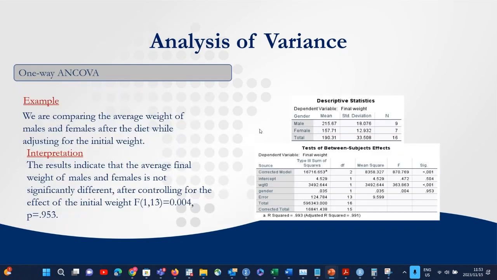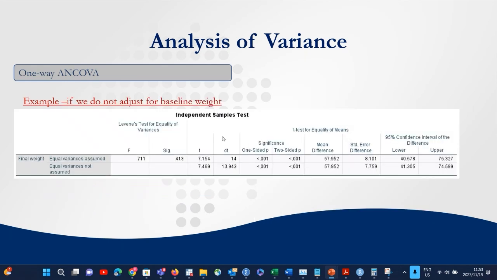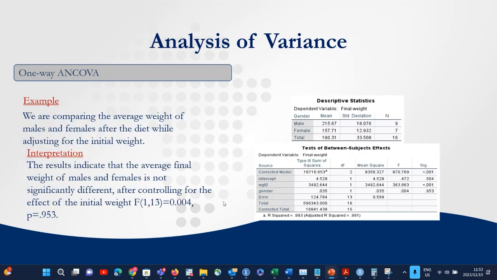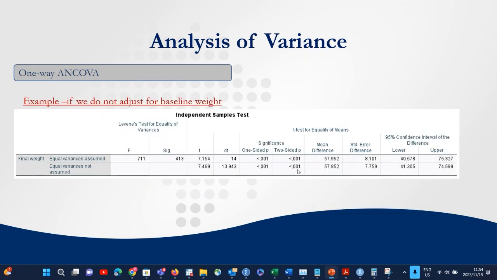You can see this is the average, and then this is the average for the females. And this is our model. You can see WGT0 is the initial weight, and it's significant here. It has a significant effect on the final weight. And here we see that for gender, there is no difference in the final weight of these people after controlling for the initial weight. Then I want to show you a table. If we don't control for the initial weight, this would be treated as a t-test, meaning I'm just comparing the final weight for males and females, and I'm not taking into account the initial weight. And you can see the results are saying there's a difference between the final weight of males and females.